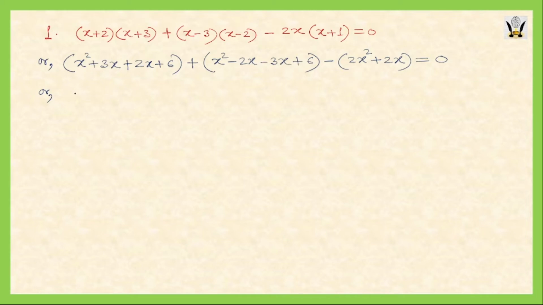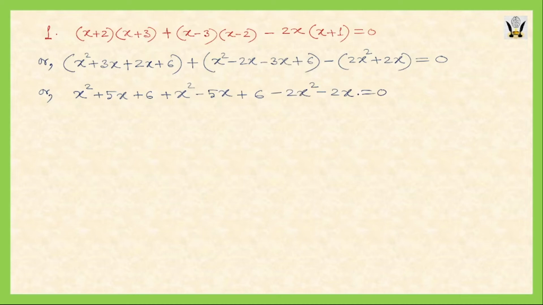So here x squared, and 3x plus 2x is 5x, and then plus 6. From this part we have x squared, and since we have a plus sign, we write x squared. Then we have minus 2x and minus 3x, so minus 5x, and since we have plus here, it will be minus 5x only, and then plus 6. Then we have 2x squared, and outside the bracket we have minus, so it will be minus 2x squared, and then minus 2x, and that will be equal to 0.